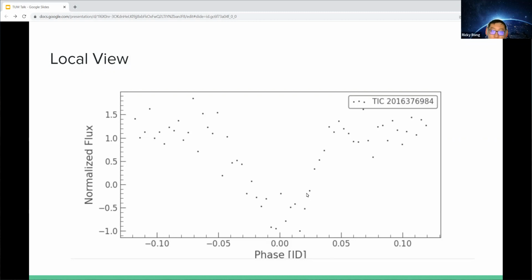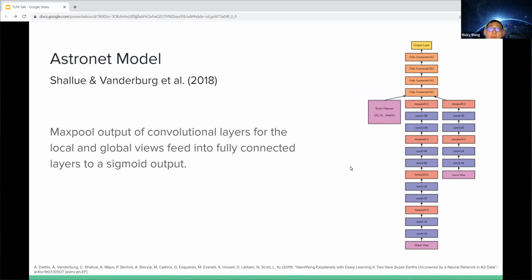How do we identify its planetary status? Our initial problem is that we have these raw signals, and how do we answer the question, is this a planet? There are a lot of different models used to calculate this, but this one is from Dr. Andrew Vanderburg and Chris Shallue. This diagram is from a later paper, but it's similar in concept to the original AstroNet that they published in 2018.